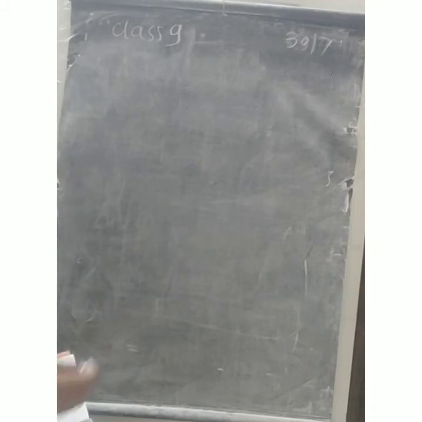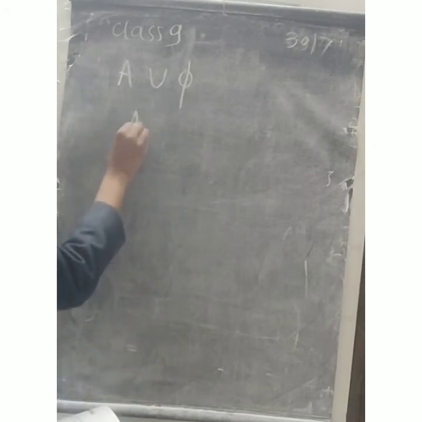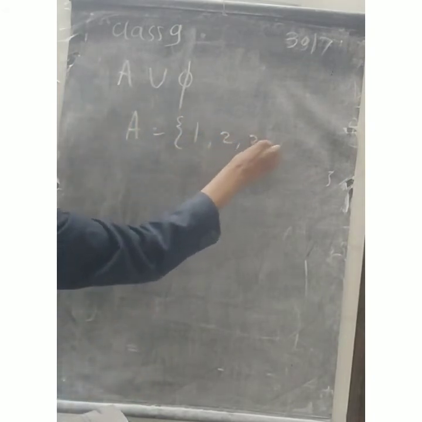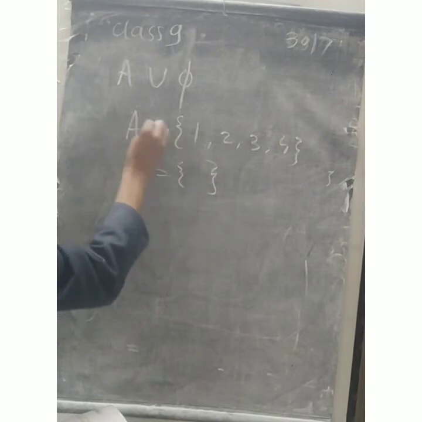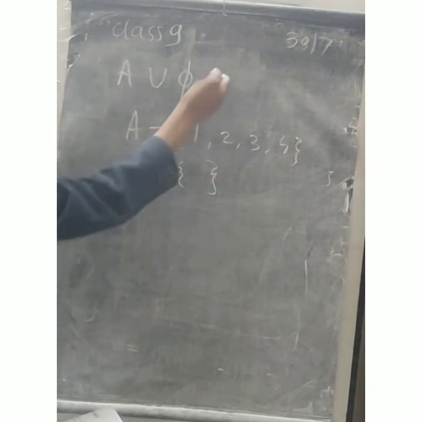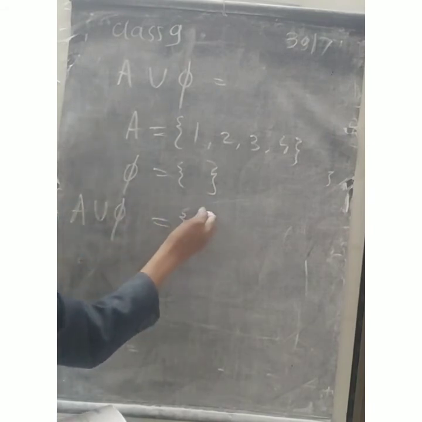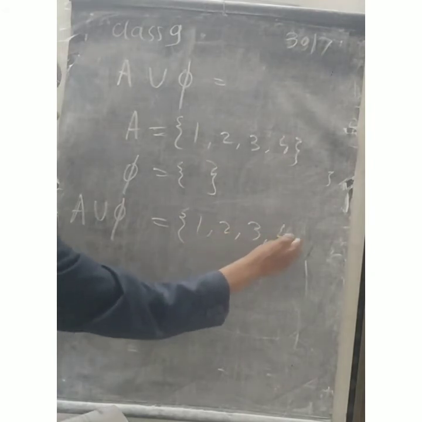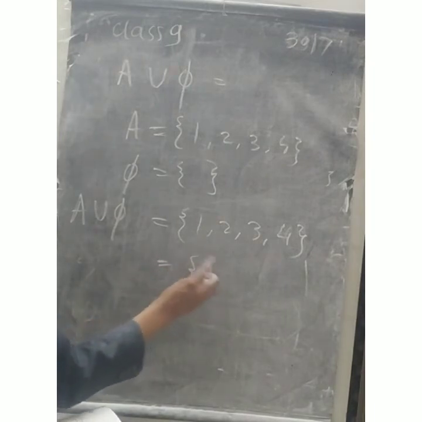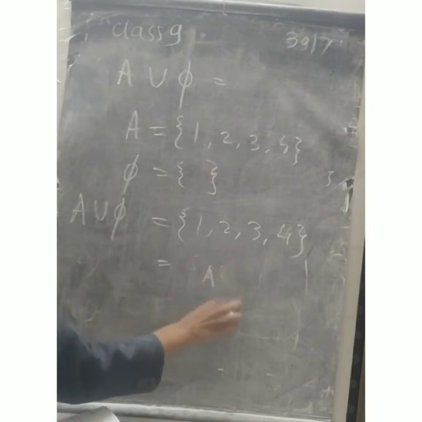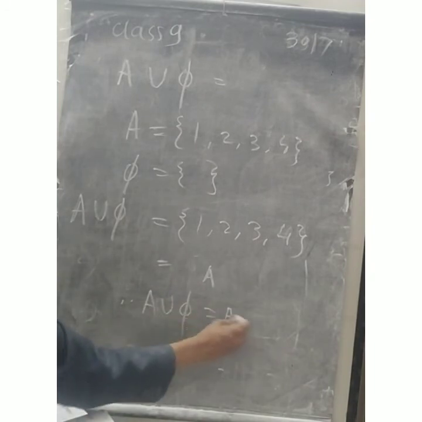Now the next property says A union phi, the null set. Set A was 1, 2, 3, 4. And what is phi set? Phi set is the null set, the empty set. And when you union them together, what should you get? A union phi, you will get 1, 2, 3, 4. Again you are going to get this set, which means A. Therefore A union phi is equal to A.